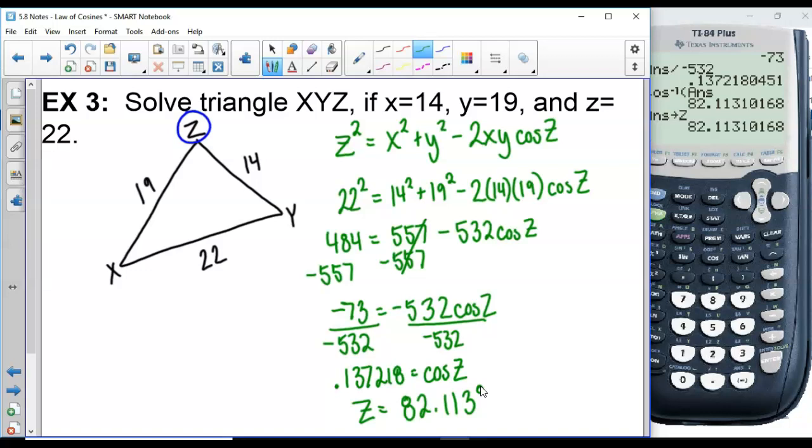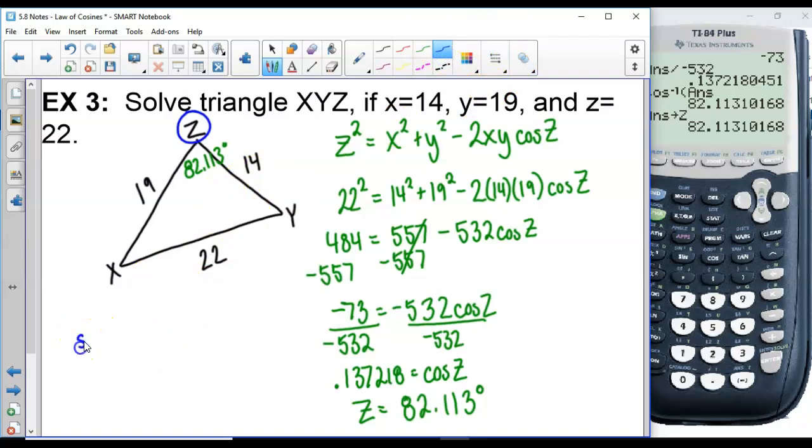Also, for this one, it asks us to solve the triangle. So that means we've just found 82.113 here. But we've also got to find angle x and angle y. So this is the point where you could do law of cosines again, and that would be fine. But you also could use law of sines in this case. I think law of sines is a little bit quicker.